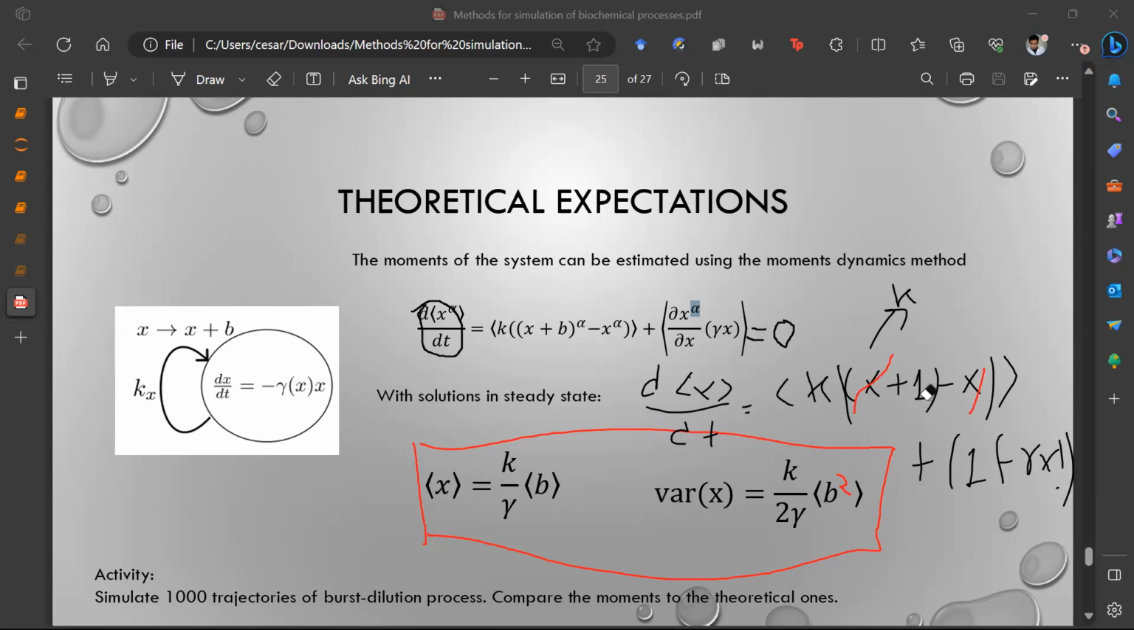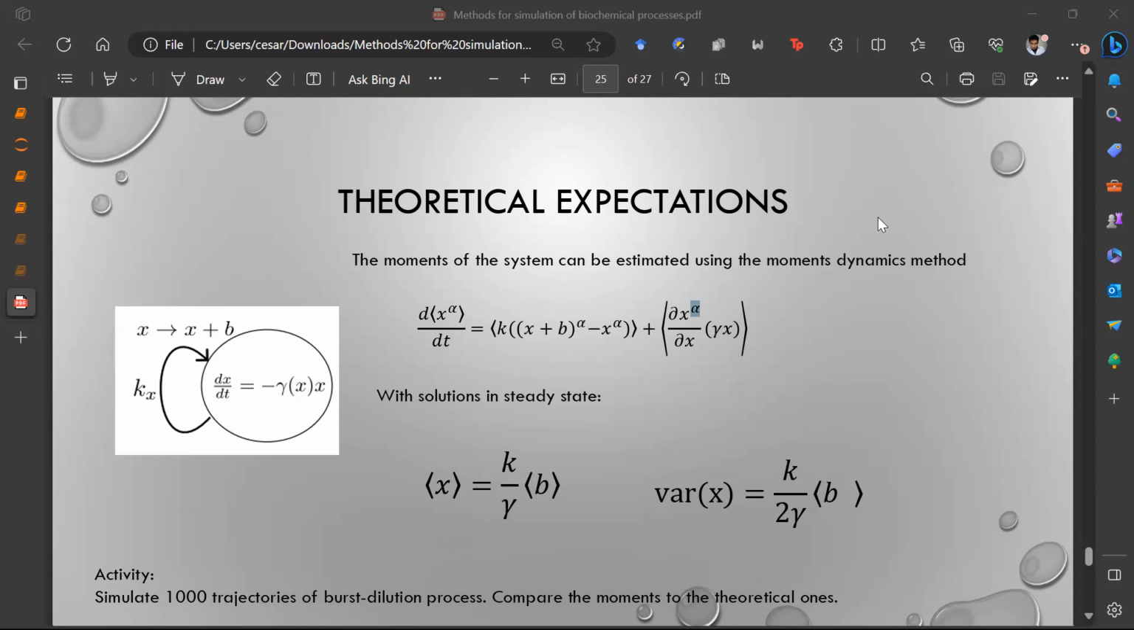And this was, instead of 1, b. Minus gamma expected value of x. So if you make this equal to 0, you have that the expected value of x is k b over gamma. And the same you can check with the variance.